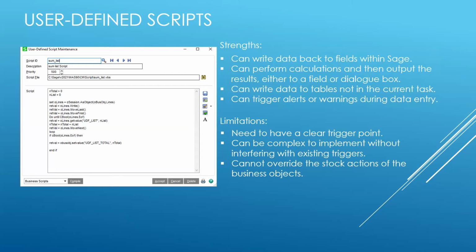And I'll talk more about business objects as I continue in this presentation, but user-defined scripts always take second priority to the built-in functionality of Sage. So if they ever would conflict with an existing action that the system will take, the system will always prioritize its stock actions first. We'll talk about that a bit more.